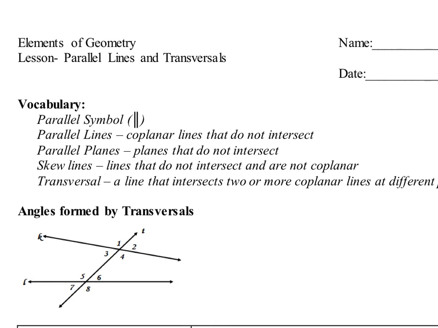Parallel lines are what are known as coplanar lines. They don't intersect. Coplanar is just, sometimes I think geometry concepts, math in general, go out of their way to sound more complicated than they need to be. These are lines that are on the same plane.